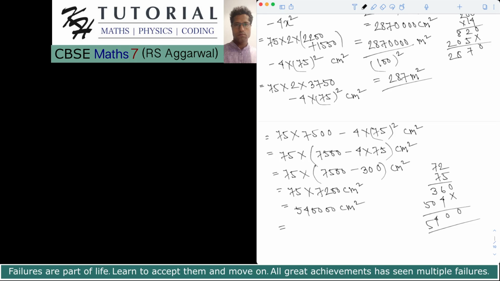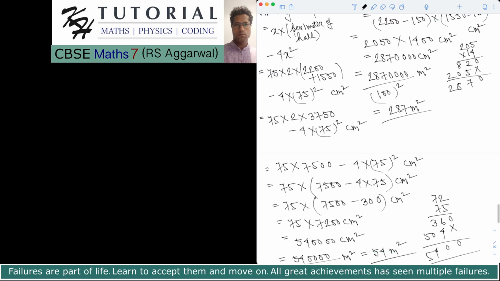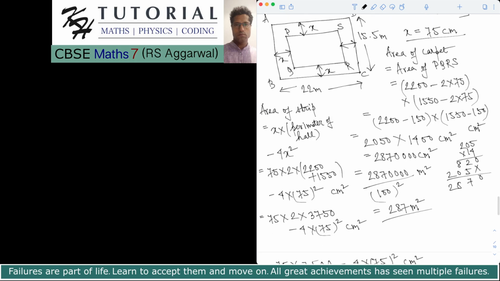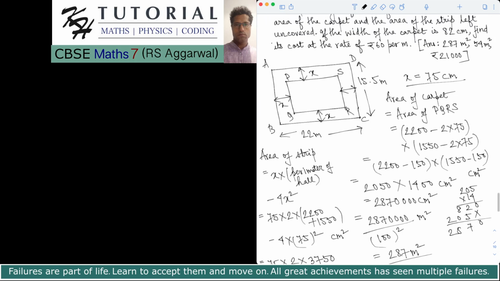So we have to convert this into meter square, and this will be 540000 divided by 10000 meter square, which is equal to 54 meter square. So the area of the strip is 54 meter square, and the area of the carpet is 287 meter square.